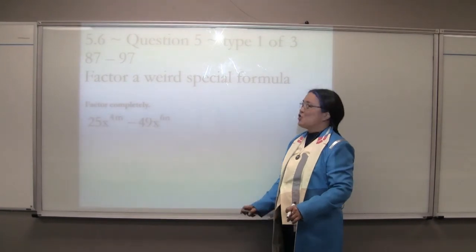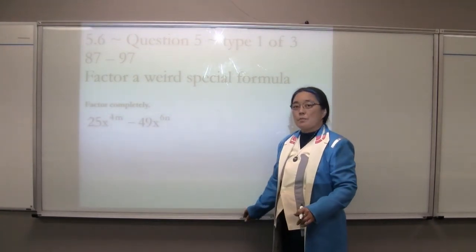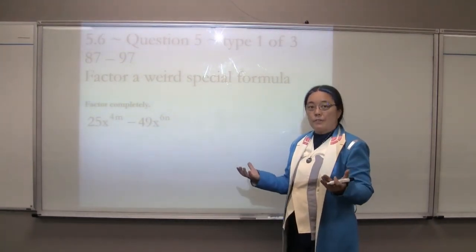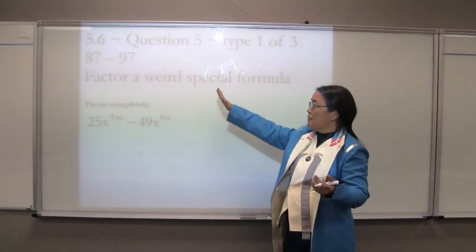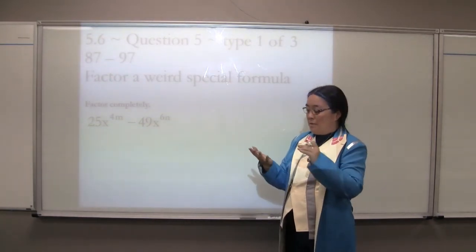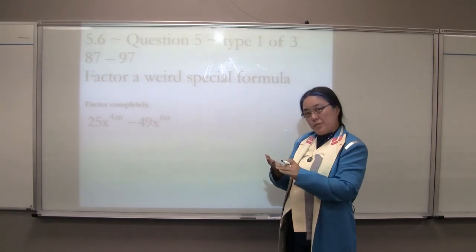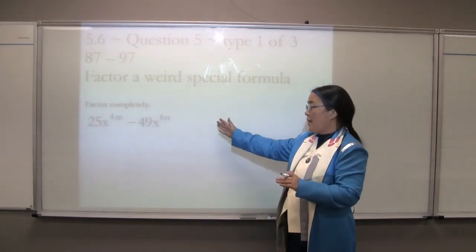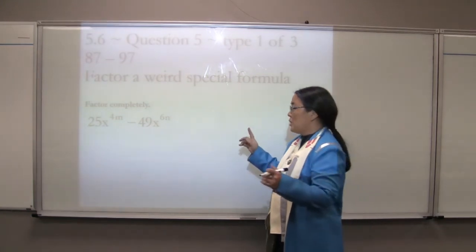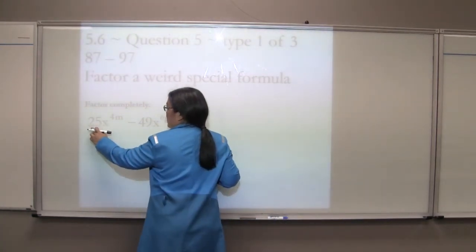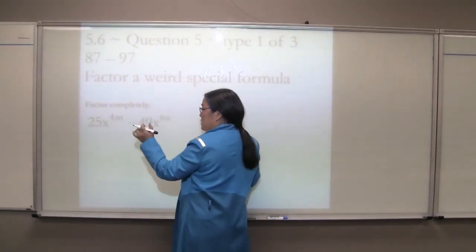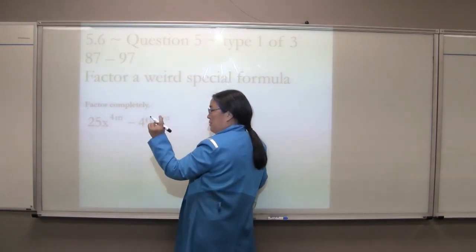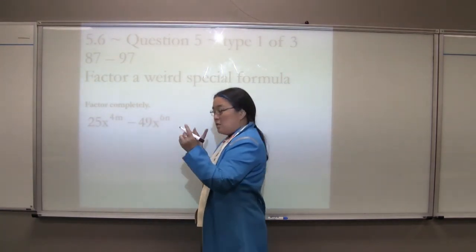Chapter 5, Section 6, Question 5, Type 1 of 3. In Chapter 5, Section 6, we learned about difference of squares, perfect square trinomials, and factoring sum and difference of cubes. This is a difference of squares. You'll notice that 25 is a perfect square. 4 breaks up nicely into 2 pieces. 49 is a perfect square, and 6 breaks up nicely into 2 pieces.